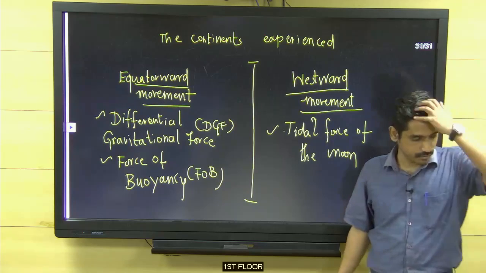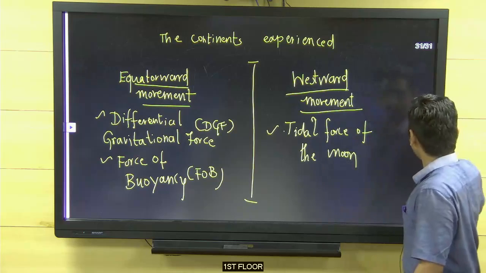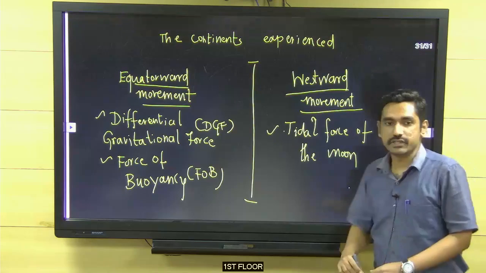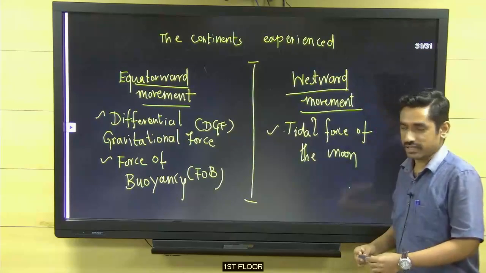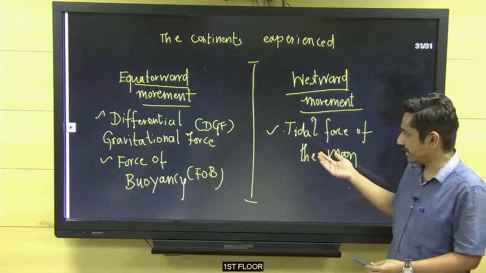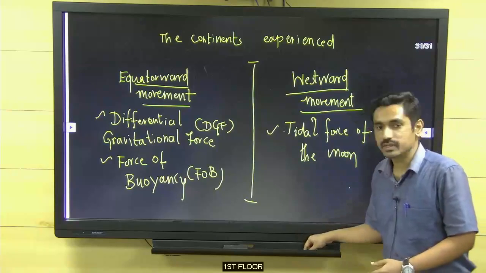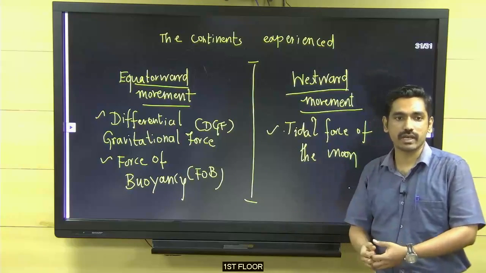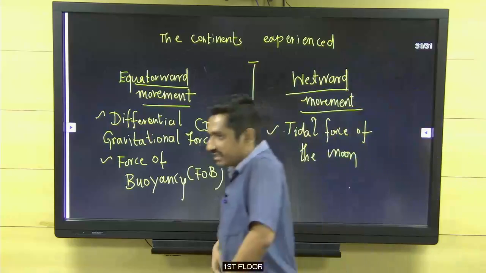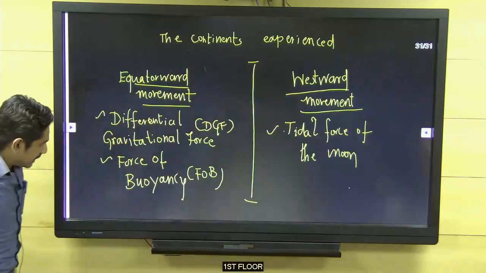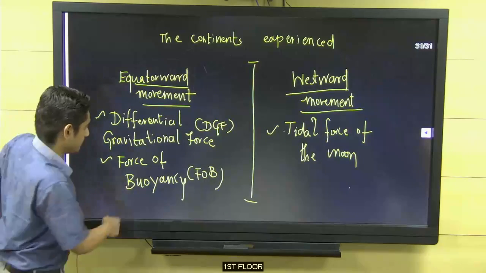Yeah, I will send the slides. No, 4th point slide once again. See, we'll need to get the meaning of these statements, isn't it? Like, what do you mean by DGF, FOB, and then the tidal force of the moon? See, it's about which force is going to govern which type of movement. Like the results we will see in the next slide. But before going to the next slide, we'll get an idea of what these are.